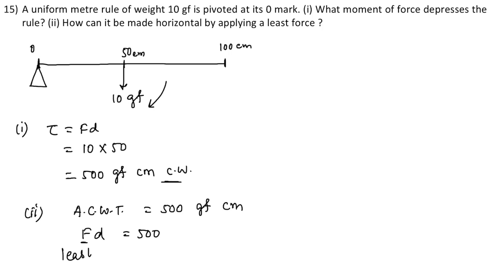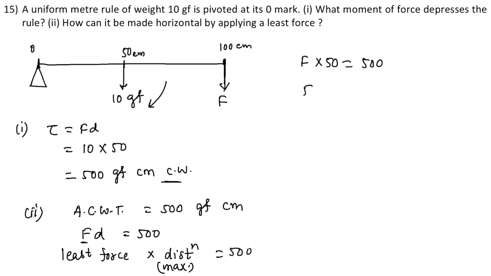We want to find the least force. So for that, the distance must be maximum. What is the maximum distance possible here? From the 50 centimeter mark, the maximum distance possible is the 100 centimeter mark. So this force must be suspended at the 100 centimeter mark, or at 50 centimeter from the fulcrum. So least force into 50 is equal to 500, and the force comes out to 10 gram force. This is the least force needed.